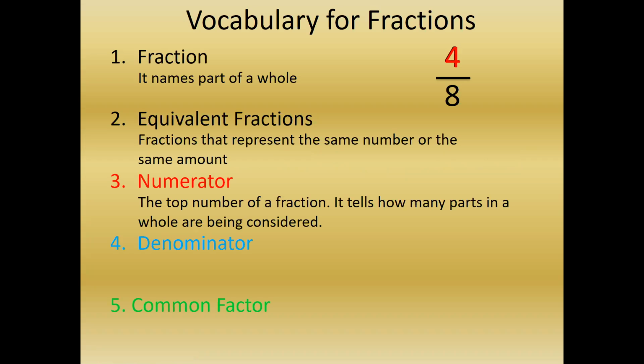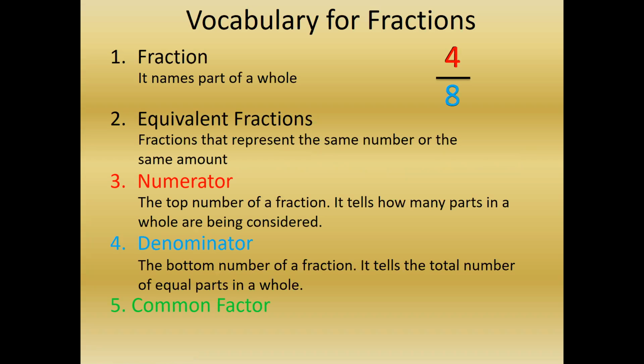And the numerator is the top number of a fraction. It tells how many parts in a whole are being considered. So 4 in 4/8 is our numerator. Denominator is the bottom number of a fraction. It tells the total number of equal parts in a whole. So 8 in 4/8 is the denominator.